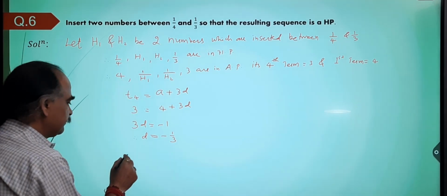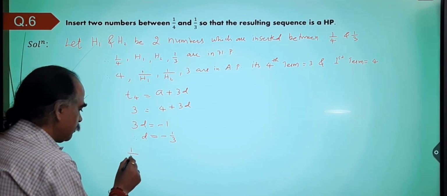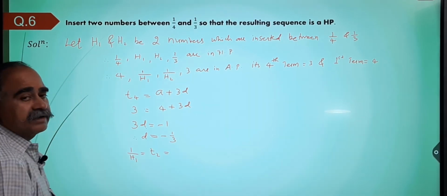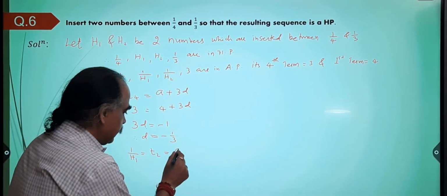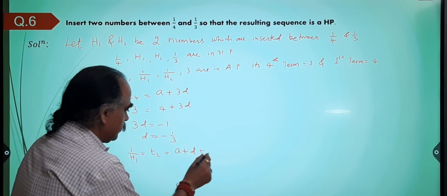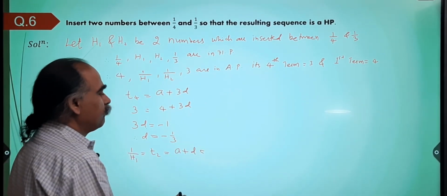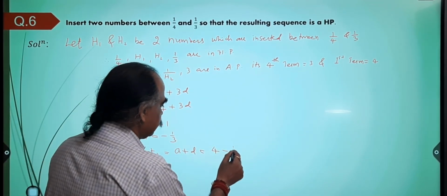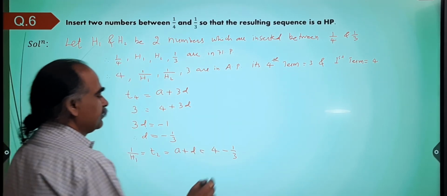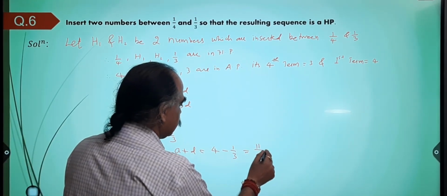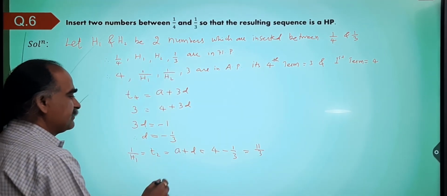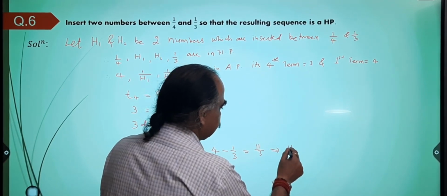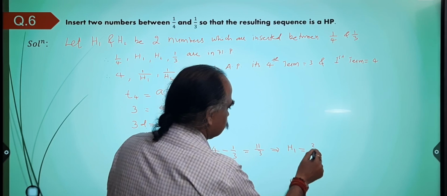Now 1 upon H1 is what? 1 upon H1 is equal to the second term. And second term in AP is A plus D. And A is 4, and D is minus 1 by 3. 3 fours are 12, minus 1, 11 by 3. So 1 upon H1 is 11 by 3. So this implies H1 is 3 by 11.